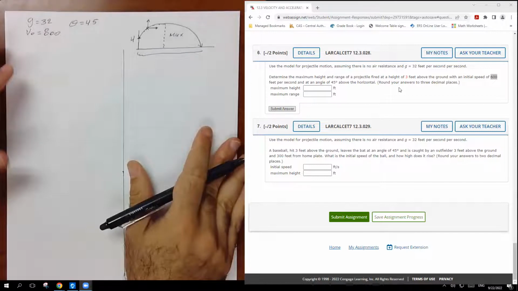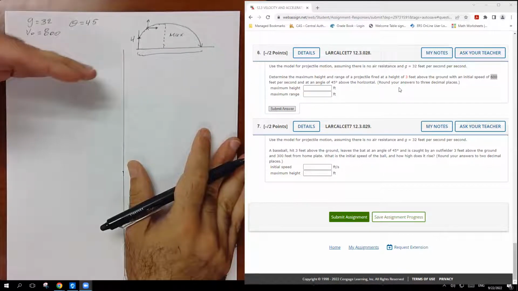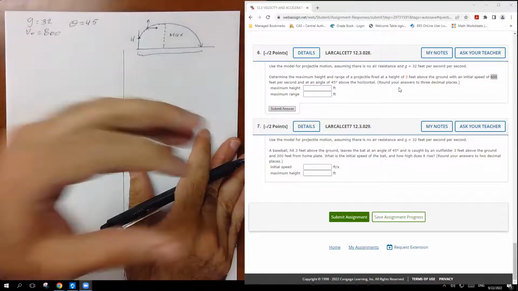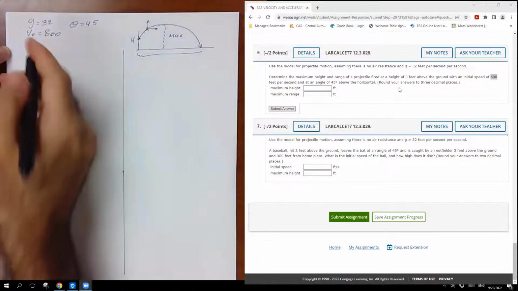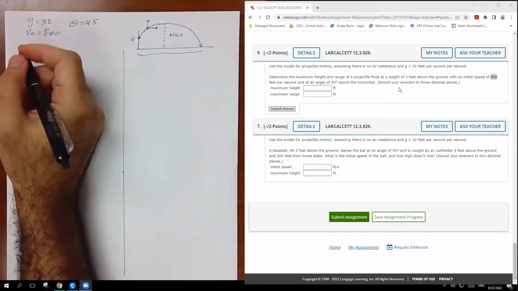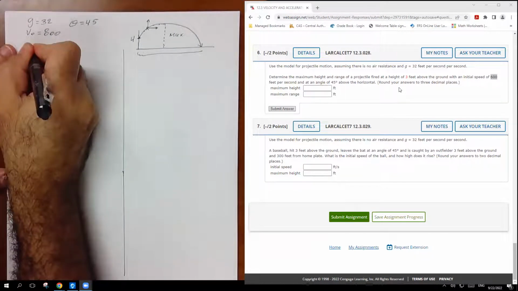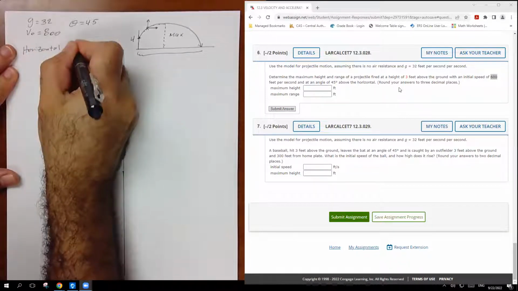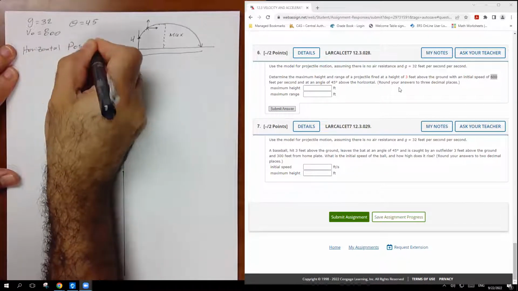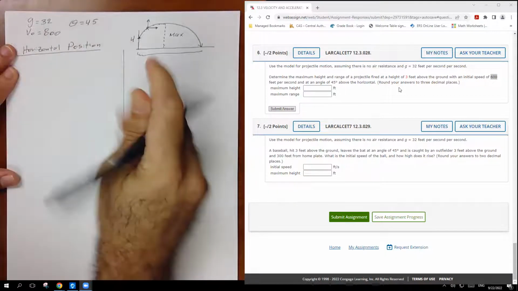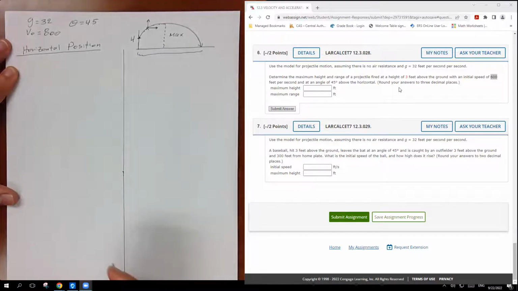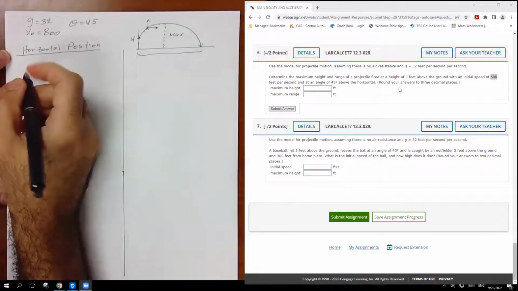So I'm going to find the horizontal here, because the position vector is going to be with the X and with the Y. So let's find with the X first, like the horizontal position. And here's going to be the vertical position. This is the first component of the position vector.